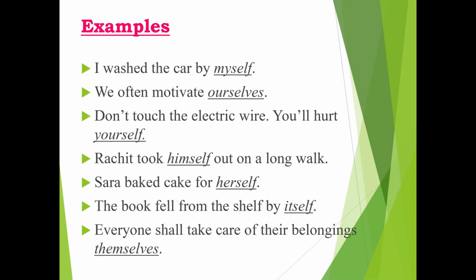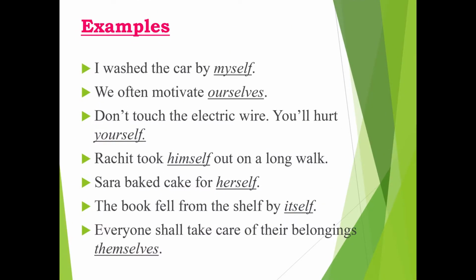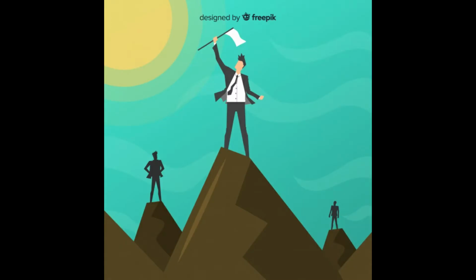Let's have a look at examples. I washed the car by myself. Okay, so the subject is I and it has washed the car by itself. Next, we often motivate ourselves. So, the action of motivation is being done by the subject only. Now here the subject is plural, we, and that's why we have used ourselves.